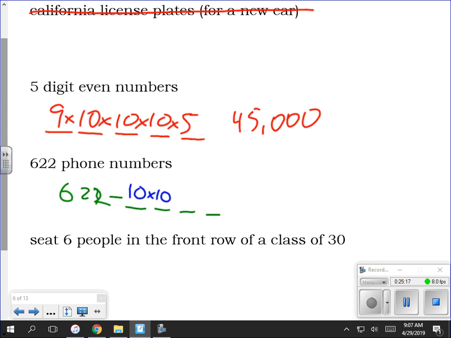So 10, and then I would have 10, and then I would have 10. How many choices for the first, times how many for the second, how many for the third, how many for the fourth, and you multiply it out. 10 times 10 times 10 times 10, or 1,000.